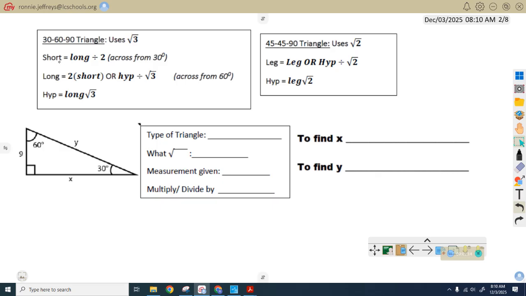To find the short side, it's the long divided by 2, and it's always across from the 30-degree angle. The long side, we have two ways to find that. It's 2 times the short side, or the hypotenuse divided by the square root of 3. And it's across from the 60-degree angle. And the hypotenuse is the long side times the square root of 3.